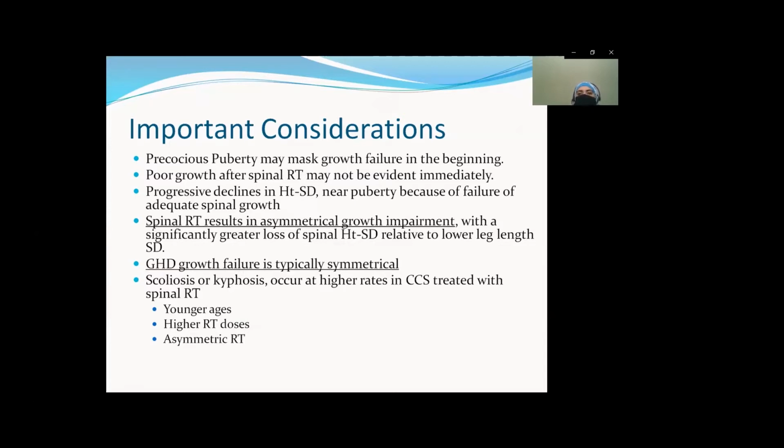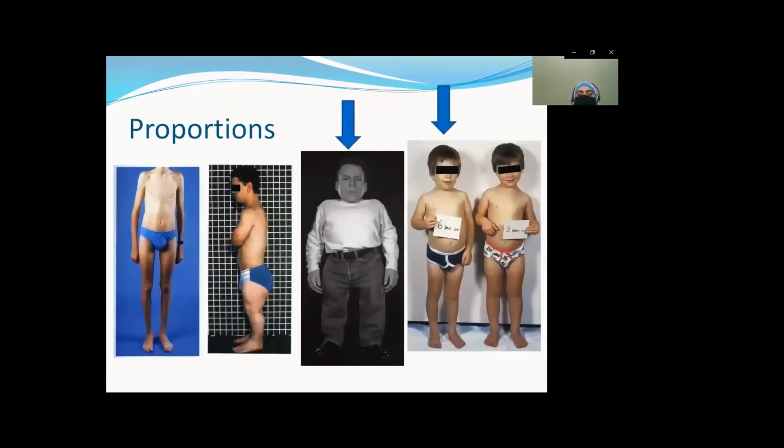Also, the radiation to the spine also causes spinal abnormalities like scoliosis and kyphosis, and that also contributes to short stature. So here you can see a person who had radiation to their spine and their torso continued to stay short. And that also includes the cervical spine as well. But their limbs grew. But then here is a child with growth hormone deficiency who is just proportionately short.